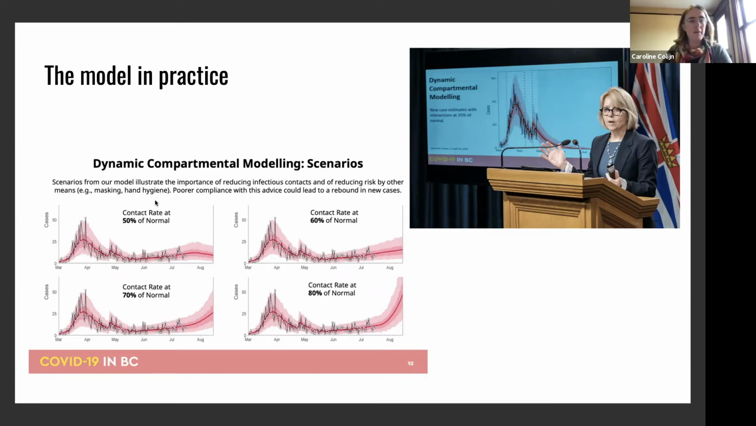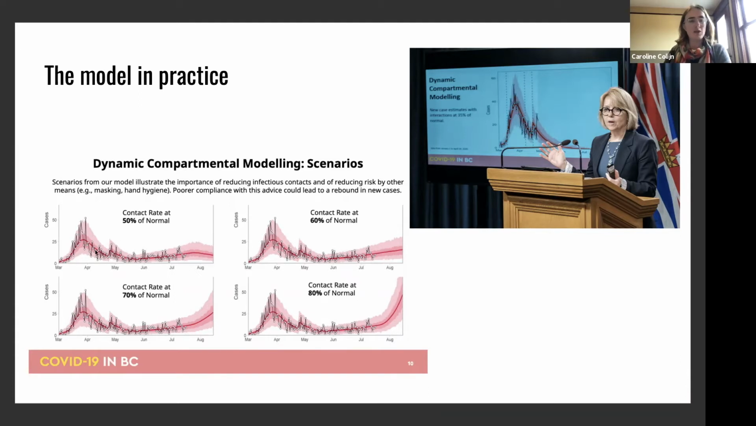now out in PLOS Computational Biology. But this is used in practice to kind of showcase the case trajectories, but also the imagined case trajectories if we were to increase contact or decrease contact. And guess what? Like any other epidemic model, it has a threshold. If you increase contact above the threshold, you grow. And if you decrease below the threshold, you decline, and that's great.